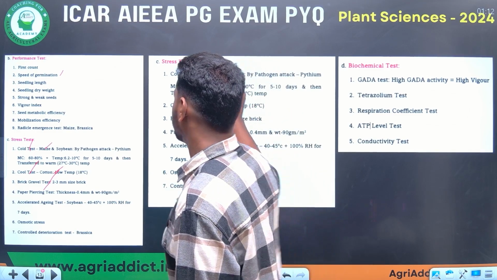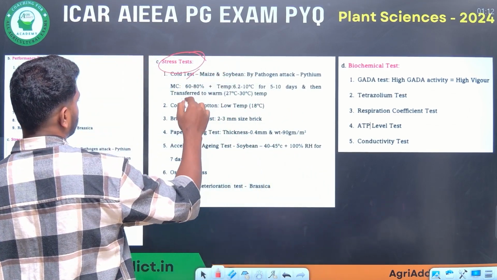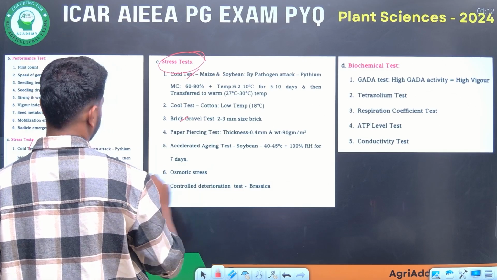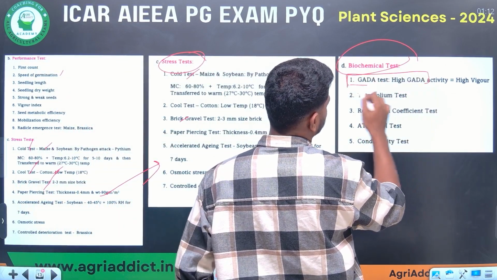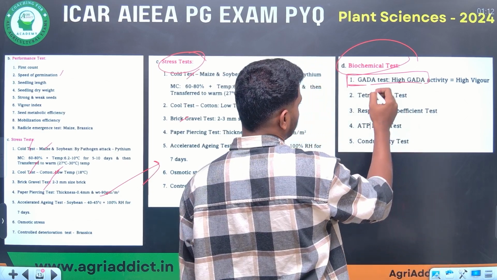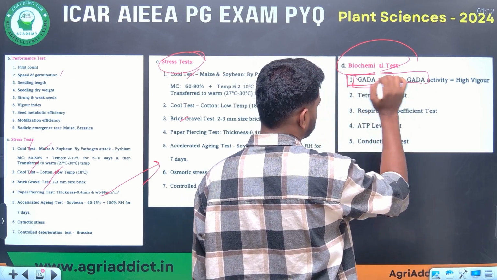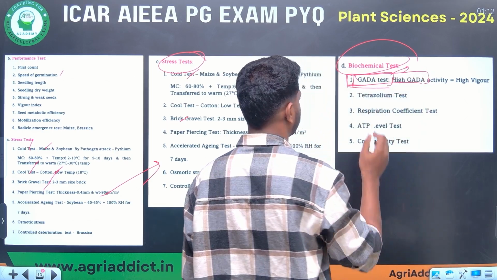And next, the stress test. In the stress test, similarly we have cold, cool, brick gravel, so the same thing here. And next we have the biochemical test. The first one was asked in one of the previous exams. So here try to know simple things about this kind of test.